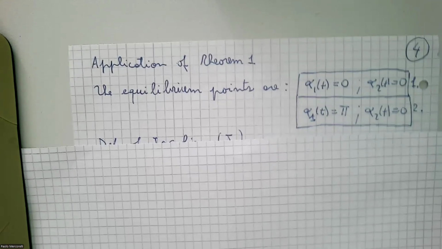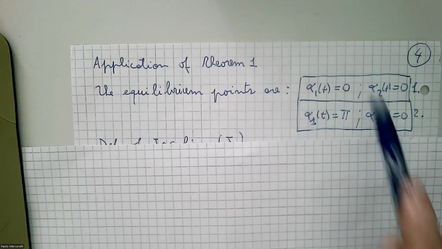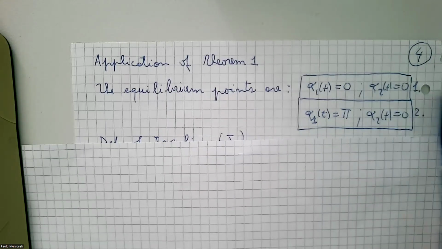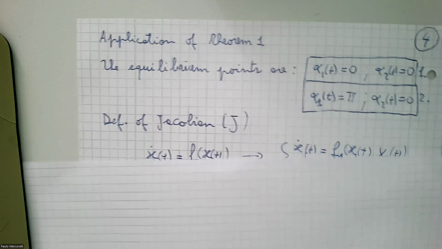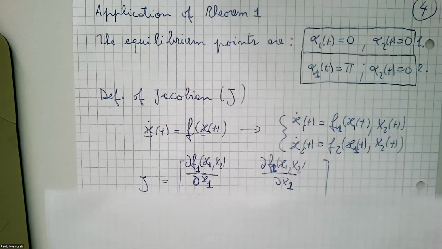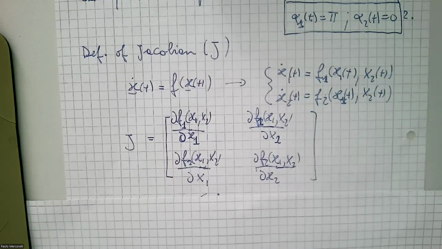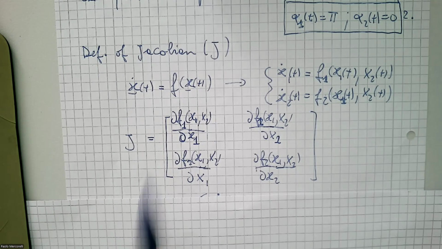Application of theorem 1. We have 2 equilibrium points characterized by these 2 conditions. Now, please calculate the Jacobian. I put the definition of the Jacobian here because you may not remember it. Again, u of t equals 0, autonomous system. I am looking for the equilibrium point of the system without input, or the inputs if I have more than one.